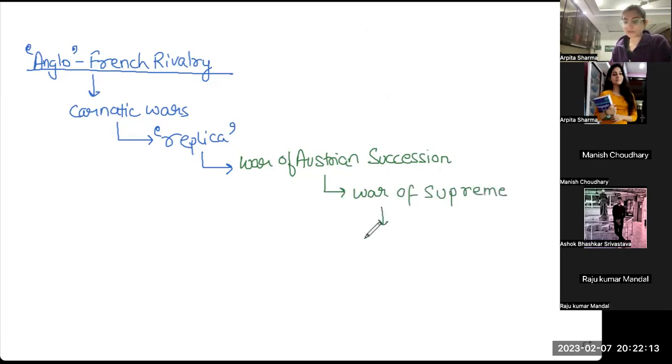And the participants of the war were, write it down, who were they? The participants were Austria. Obviously, the war was happening in Austria. And then Bavaria.